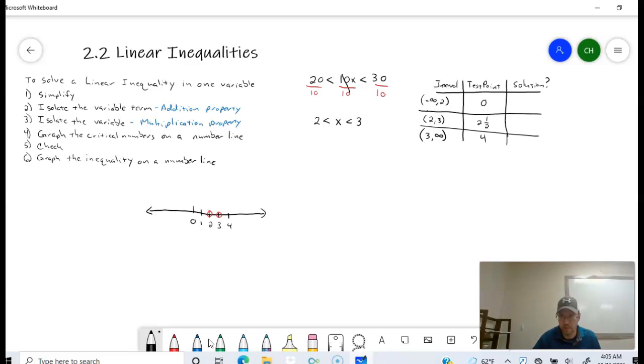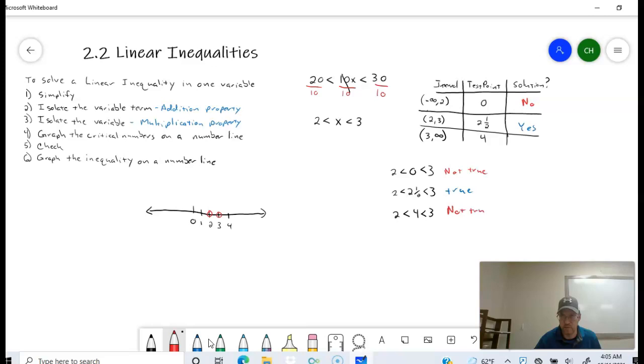If I plug in 0, I get 2 is less than 0, which is less than 3. That is not true. So no, it's not a solution. If I plug in 2.5, I get 2 is less than 2.5, which is less than 3. That is true. So yes, it is a solution. And then the last one, if I plug in 4, I'll have 2 is less than 4, that's true, which is less than 3, which is not true. So one side is, the other side is not.